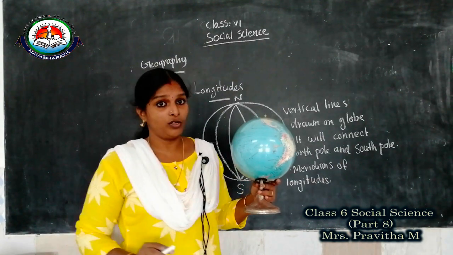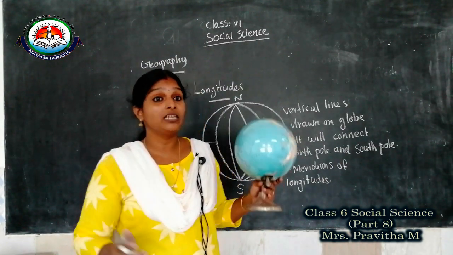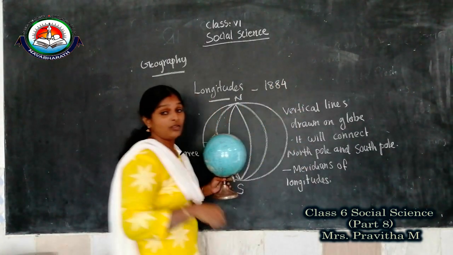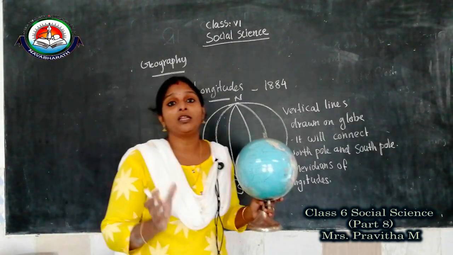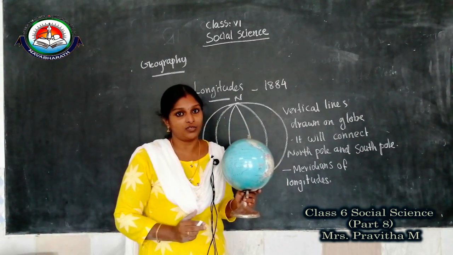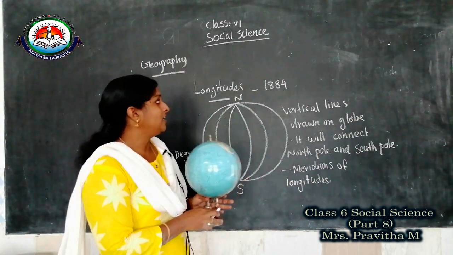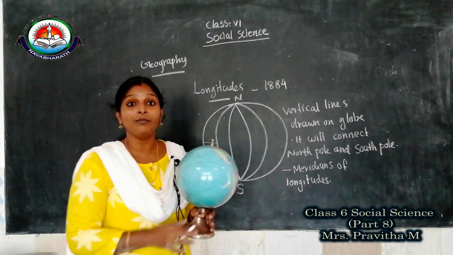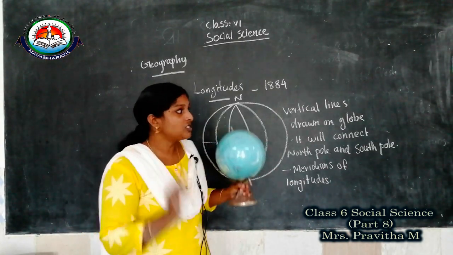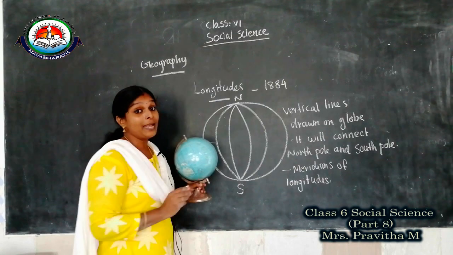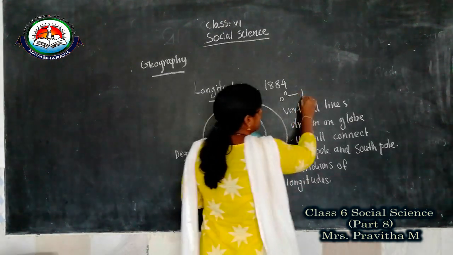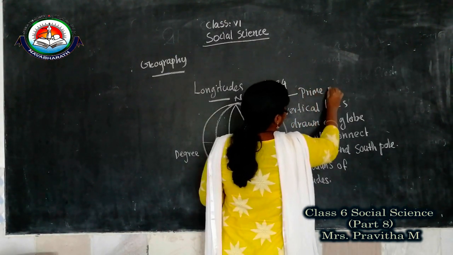So as per the international agreement in 1884, by the different countries, a particular longitude was selected as the 0 degree longitude. Got it, children? In 1884, every country together decided to select the 0 degree longitude. That 0 degree longitude is known as the prime meridian.